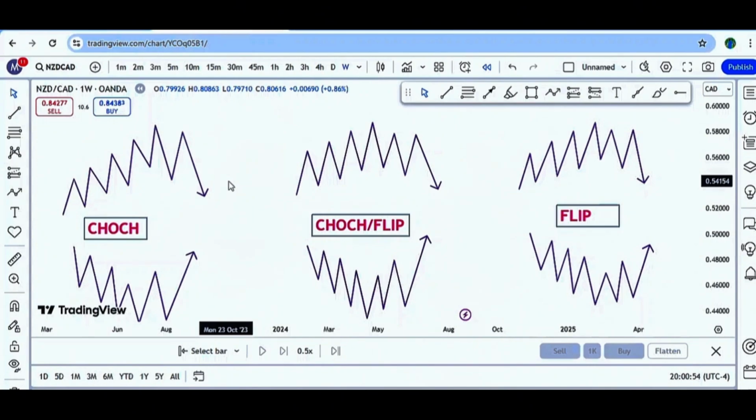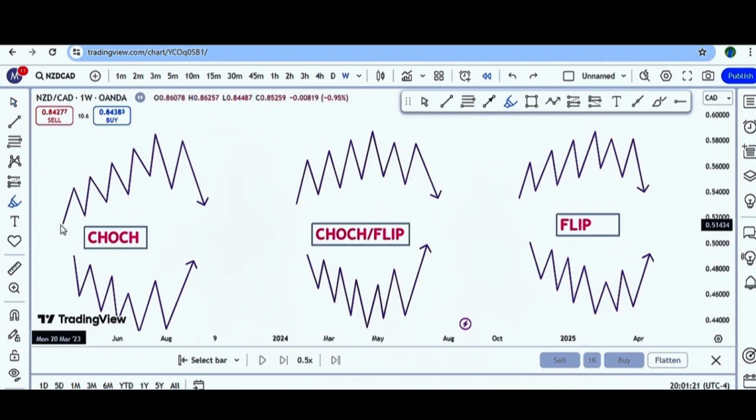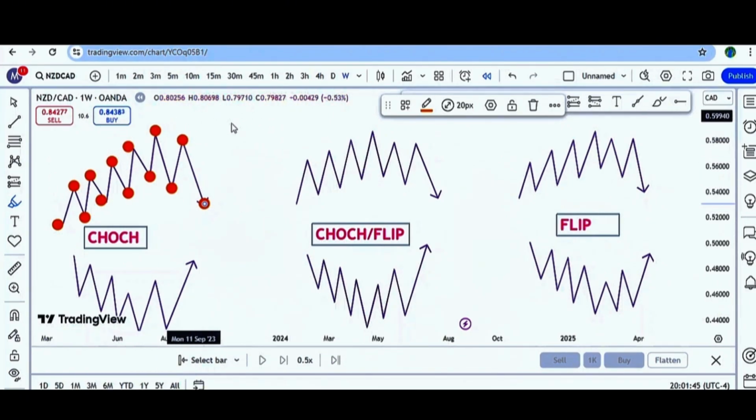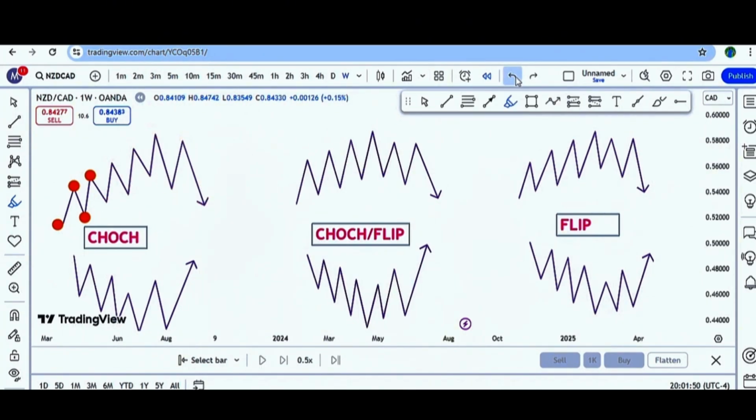Here we can see in the first chart, which is the choke, we have higher low, higher high, higher low, breaking of structure to the upside, higher high, higher low, higher high, higher low, higher high, higher low, higher high, and what? Lower low, lower high, and lower low. As you can see, the first one here is showing us that price is breaking structure to the upside.